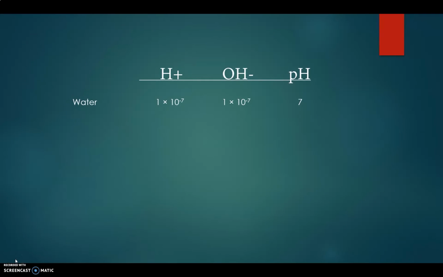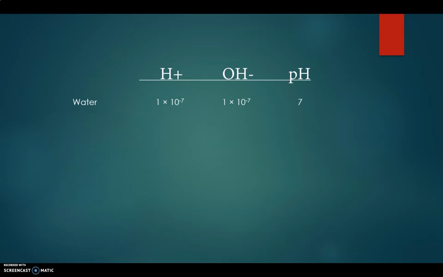When a water molecule dissociates, since it's splitting in half, you're going to get an equal amount of hydrogen ions and hydroxide ions. In the case of water, it dissociates only a very tiny amount, so you get 1 times 10 to the minus 7th moles per liter of both hydrogen ions and hydroxides. That's like about 1/10 millionth of a mole. If you take the negative log of the H plus concentration, the 1 times 10 to the minus 7th, we end up with a pH of 7.